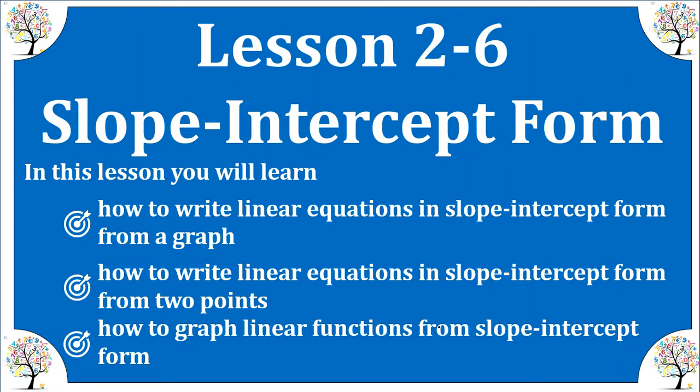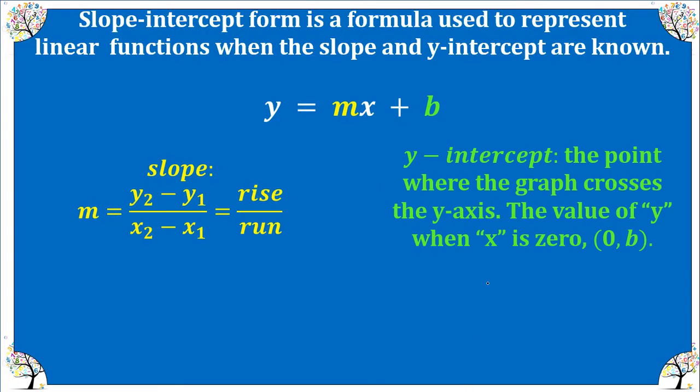Okay, guys, now that we know how to determine the slope of a line, we're going to take a look at what is called slope-intercept form, which is one way we can write an equation that represents a line. We will learn how to write a linear equation in slope-intercept form from a graph when we're given 2 points, and then how to graph functions using slope-intercept.